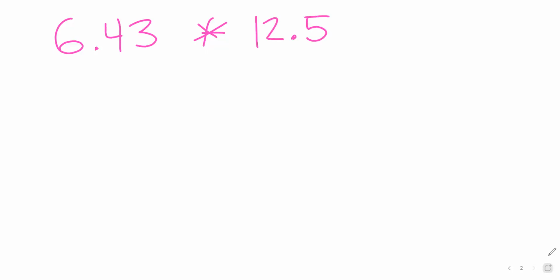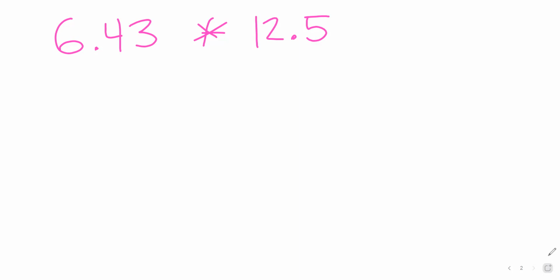Let's see, what color should we make this one? It's going to be pink. I'm actually going to make this one up. Let's say we have 6 and 4300ths, and we're going to multiply that by 12 and 5/10, or 12 and a half. Okay, so first, what do we know, right?